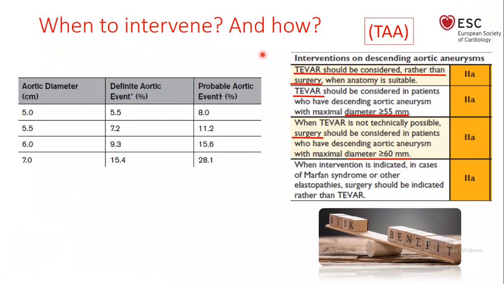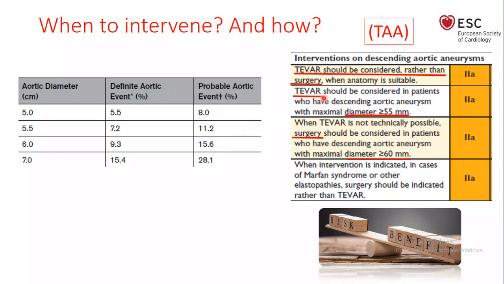So when to intervene, and how, in thoracic and abdominal aneurysm? When the potential benefit of intervention outweighs the risk of the procedure itself, this justifies the intervention. And when reaching this important equation, as we can appreciate here, a cutoff point of 5.5, beyond which the risk of aneurysm-related complication becomes strikingly high.